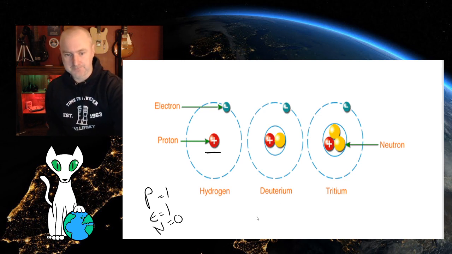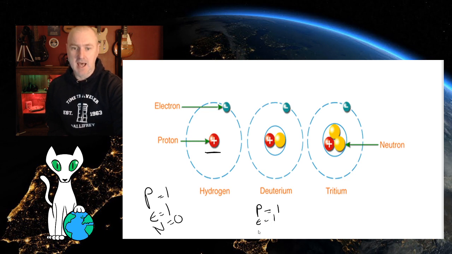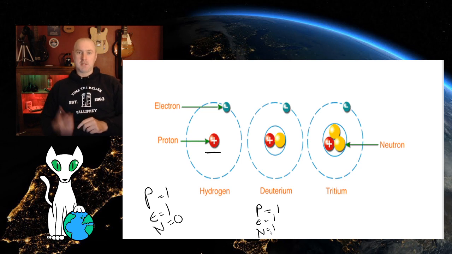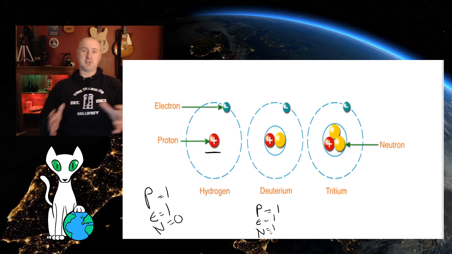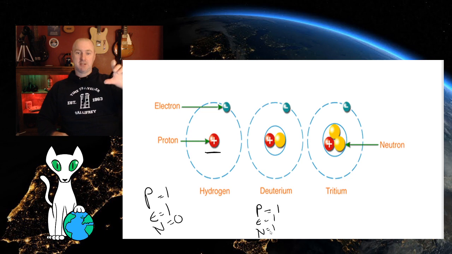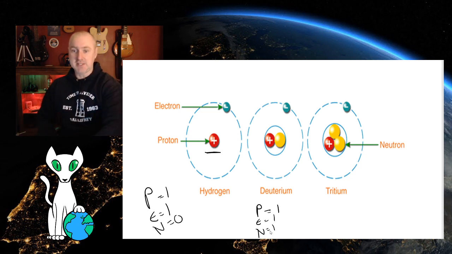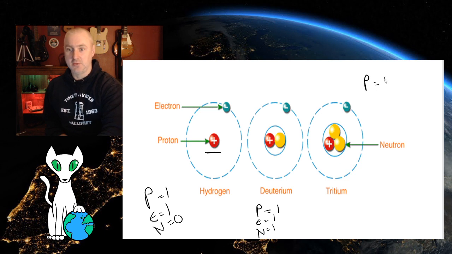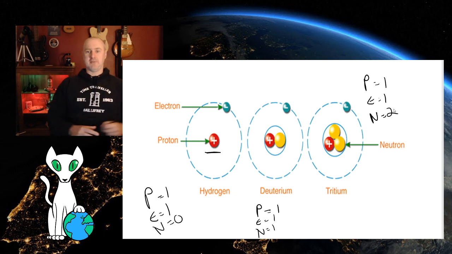If I look in the middle, this atom here also has 1 proton with the positive charge. It's got 1 electron on the outside. And we can see a big yellow neutron. It's got 1 neutron. So it's the same element. It's a different version of hydrogen because it's got the same number of protons. It just happens to have an extra neutron. And this one over on this side here has 1 proton, 1 electron, and 2 neutrons. So they're all just different versions.